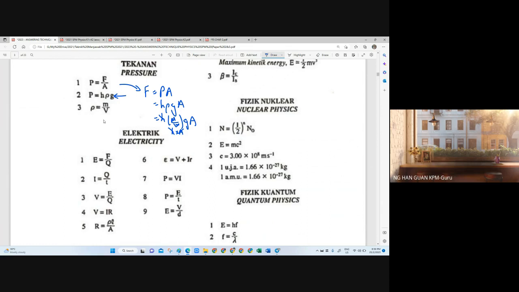Hey, what am I doing? I repeat. I write too small. Okay, let me repeat again. Sorry, I made you confused. Okay. Once again, how to find the buoyant force? Okay, from the concept here, pressure multiply A, so it's H rho G multiply A.